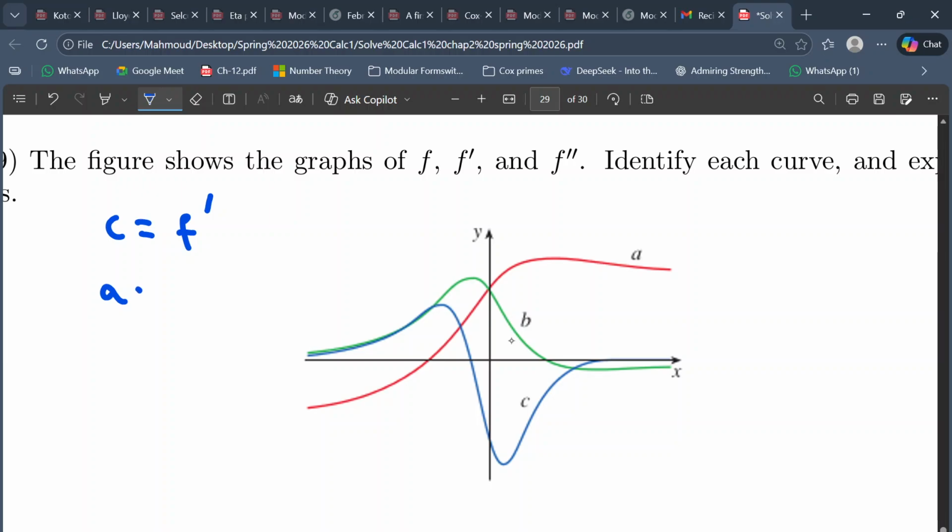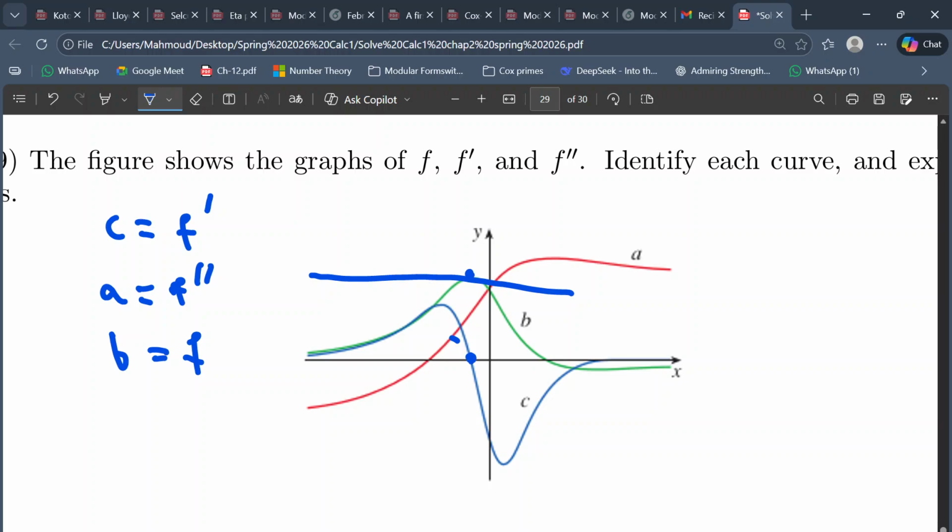So you want A to be what? Then B is f. Let's see again. So if B is f, there is a good way to see the solution. Here, this one you have a horizontal asymptote, right? So the slope is 0. This is good. So C is f prime, right? And B is the function.